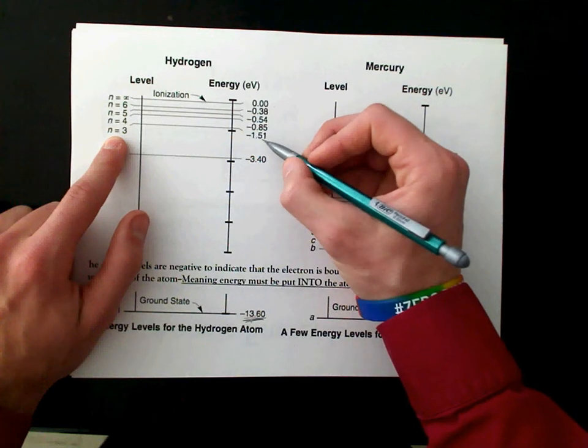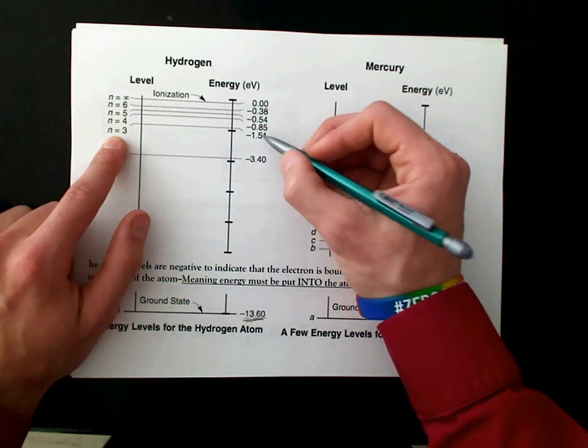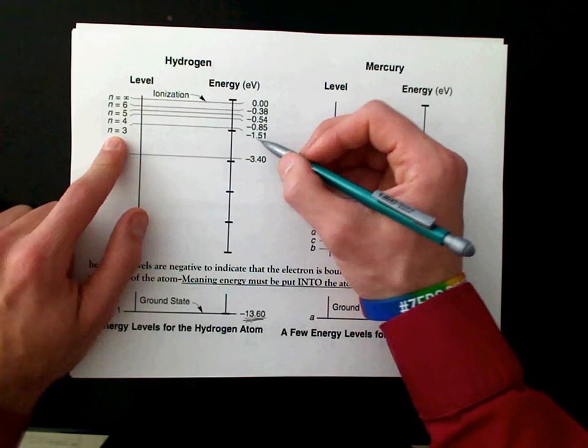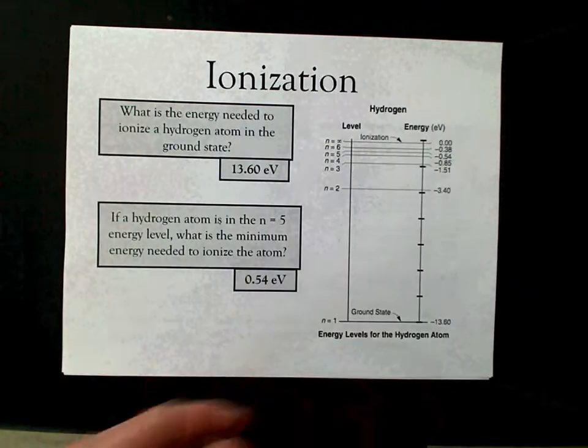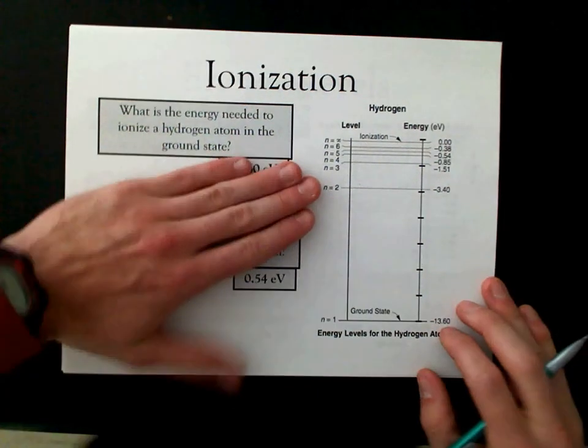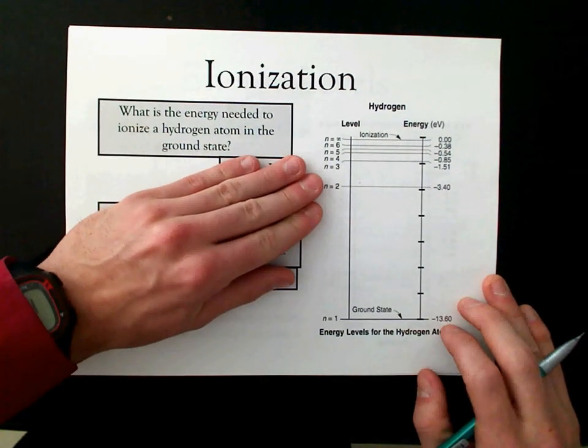If something was at, let's say, the n equals 3 energy state, it would only owe 1.51 electron volts. So it would need a smaller debt to pay off to be released. Pretty cool.